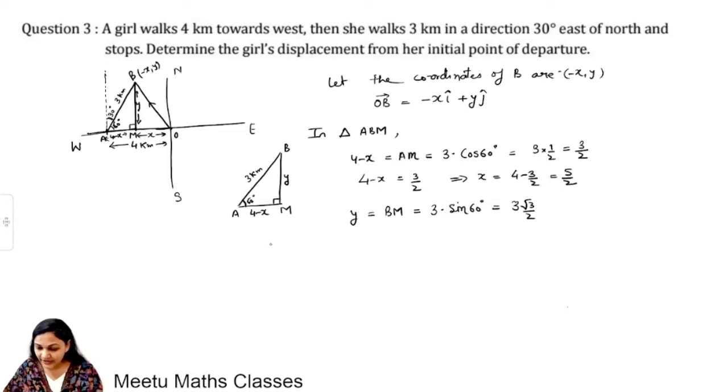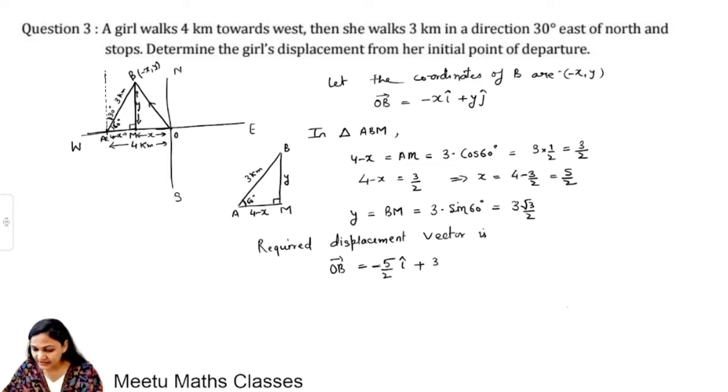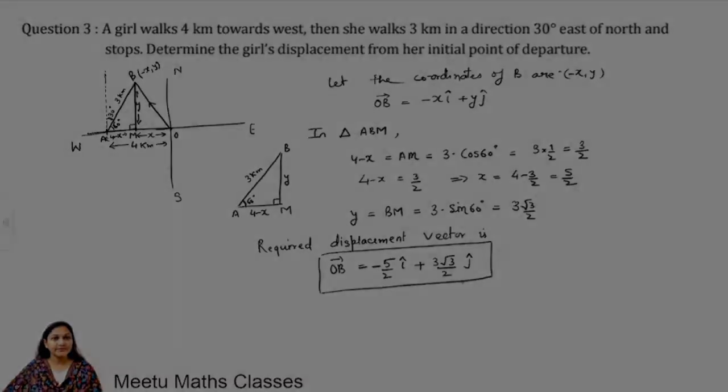So y is 3 root 3 upon 2. So the required displacement vector is OB, and that is equal to minus xi plus yj, and this is the required displacement vector.